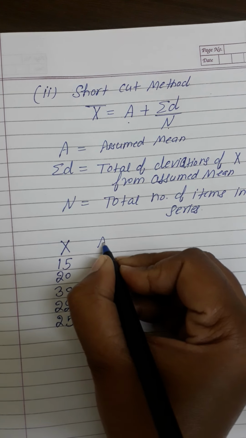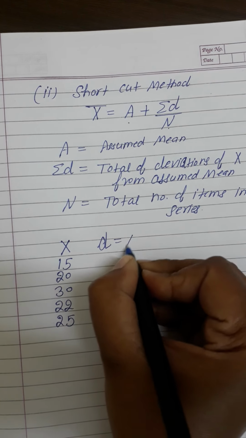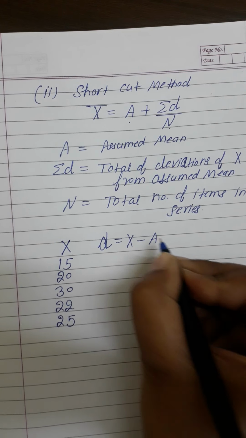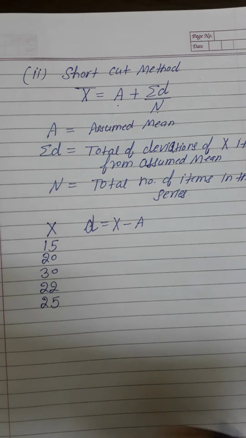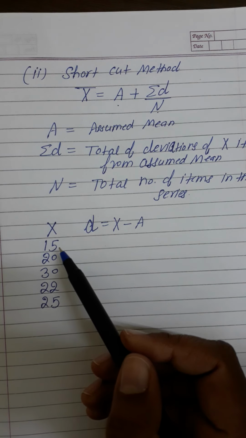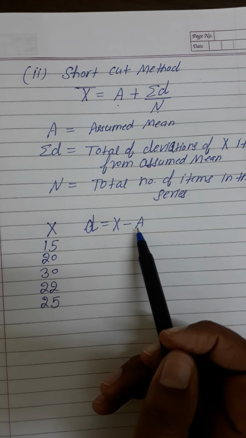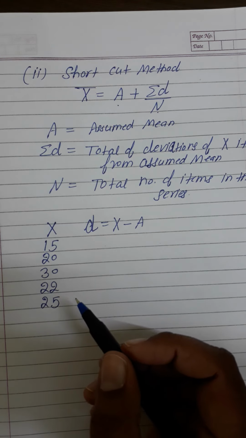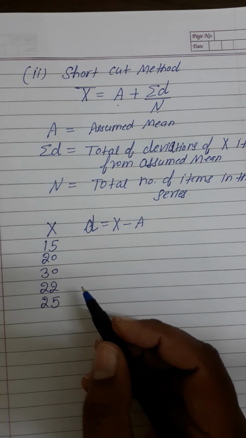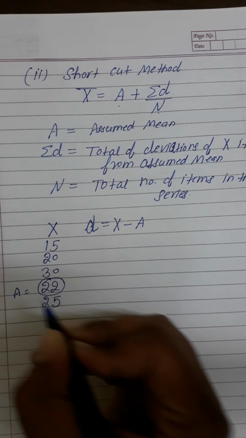We will first of all find out the deviation d. D is equal to x minus assumed mean. We have to take the assumed mean first of all. We have to take the assumed mean in such a way that it is a middle item. Let us take assumed mean as 22.